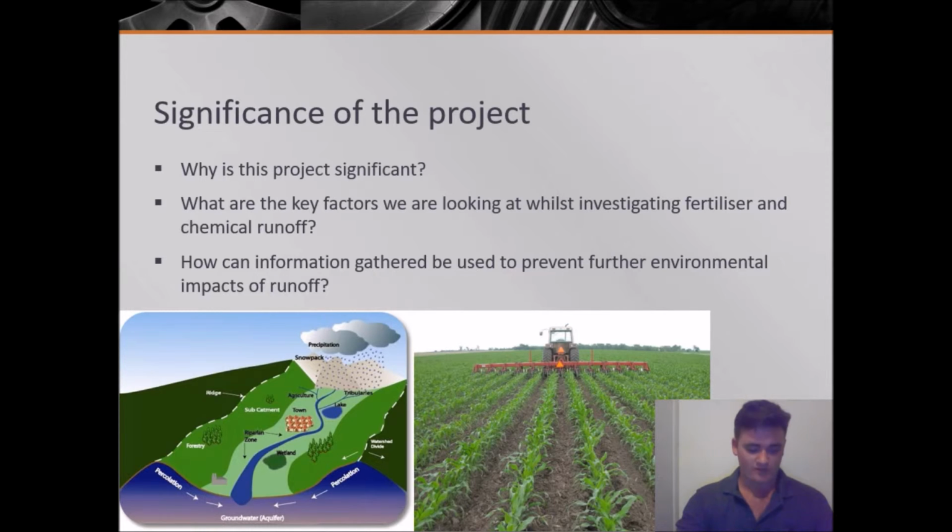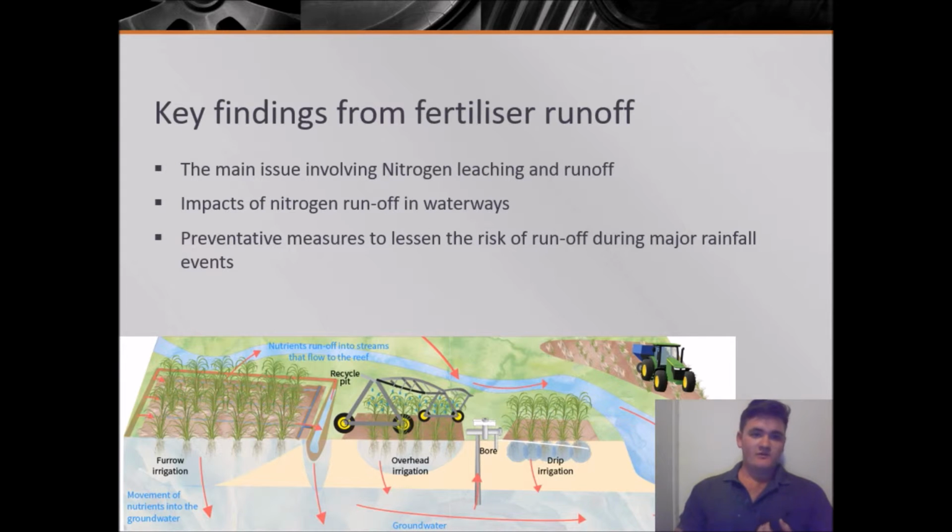So that's definitely going to be an important factor. So moving into the key findings from fertiliser runoff. Fertiliser runoff, the biggest issue there that I'll be focusing on is nitrogen leaching and the nitrogen runoff. Phosphorus has been a big issue on the Great Barrier Reef, especially recently.